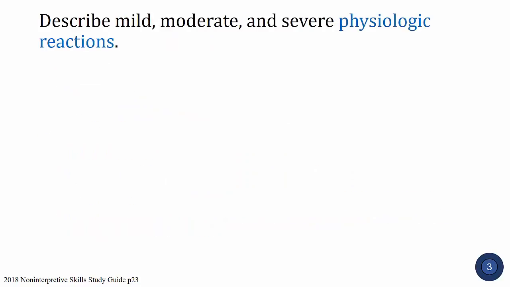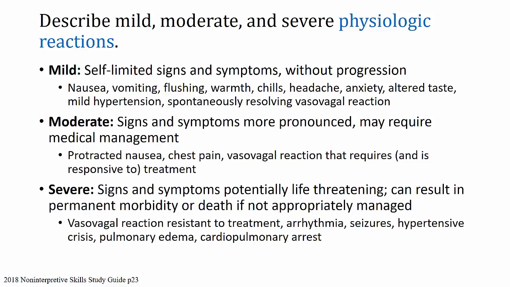Next question, describe mild, moderate, and severe physiologic reactions. Okay, so for physiologic reactions, actually for both types of reactions, mild, moderate, and severe refer to the following. For mild, this is self-limited with signs and symptoms without progression, whereas for moderate, the signs and symptoms are more pronounced and they may require medical management, and for severe, signs and symptoms are potentially life-threatening and can result in permanent morbidity or even death if not appropriately managed.